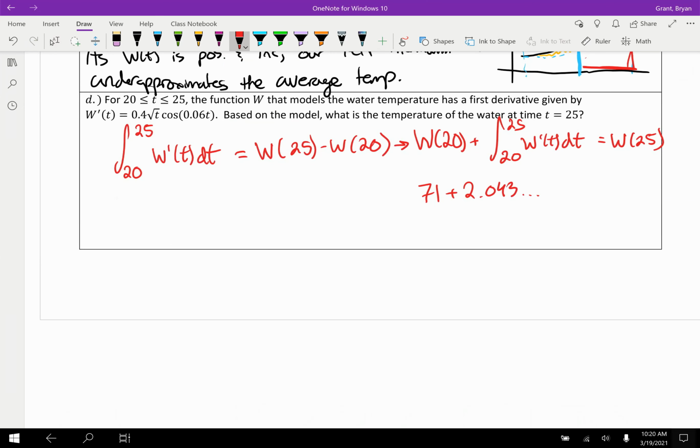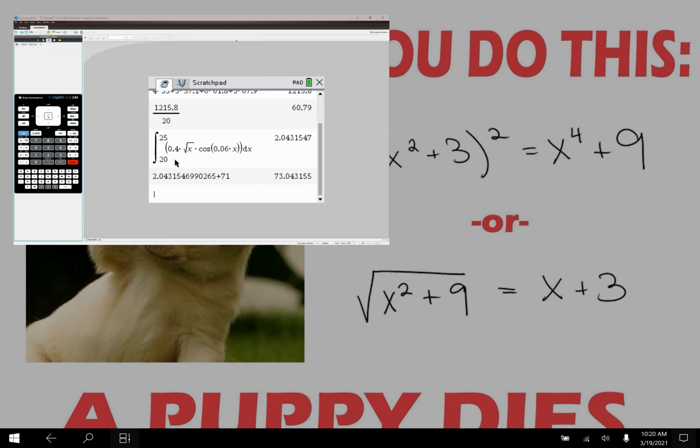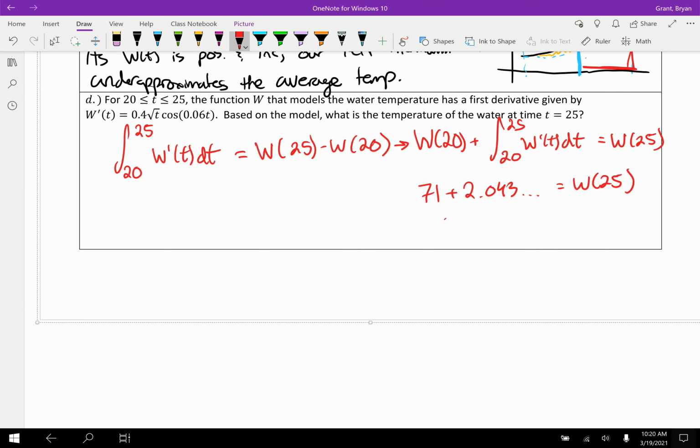I usually put ellipses at the end just so you can see that it really does go on forever, and then we're going to add those together. So that plus 71, I'm just going to do plus to copy the answer. 71, there we go, 73.043. Guess I probably could have done that with some mental math. And we're set.